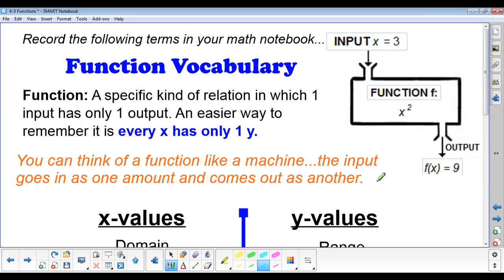You can think of a function like a machine. The input goes in, and as one amount comes out as another. So for example, here's 3. If our function is x squared, then as 3 goes in, we square it. 3 times 3 is 9. That's our output.